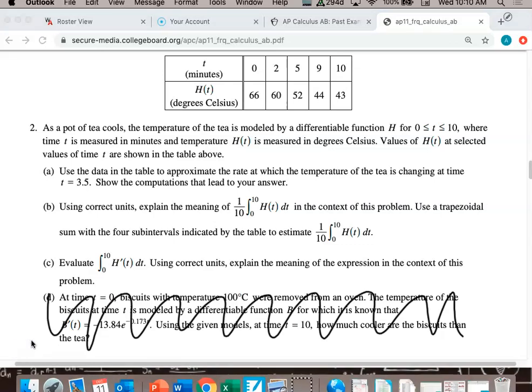Recording right now? I am. Okay. So, for part A, we're approximating a derivative at 3.5. 3.5 follows right here. So you would go up 1, down 1, do slope with a secant. So you get 52 minus 60 over 5 minus 2. And when you work that out, you get negative 8/3.